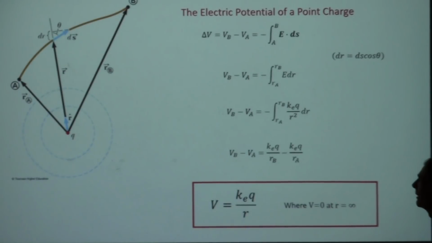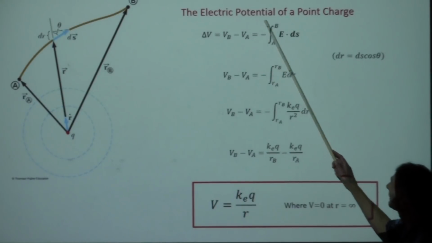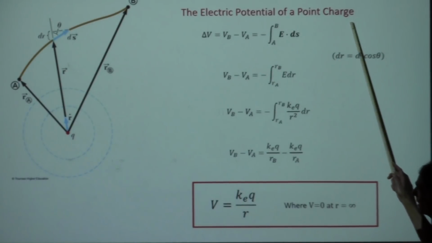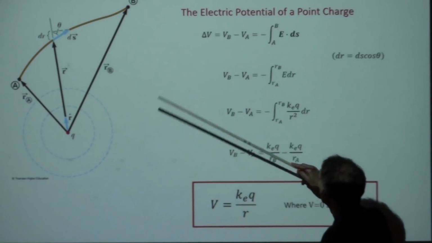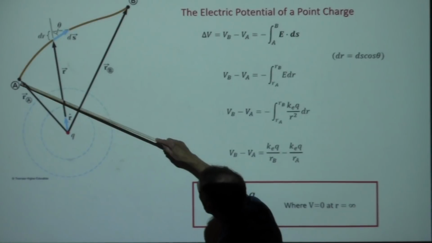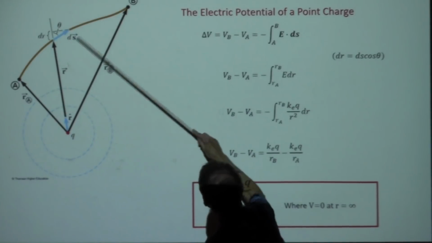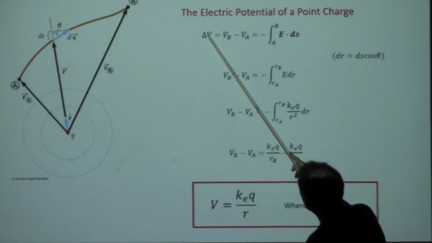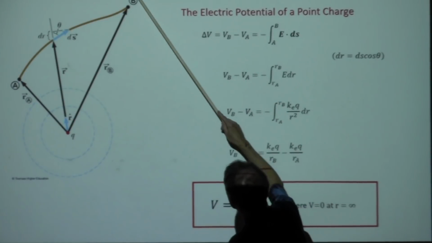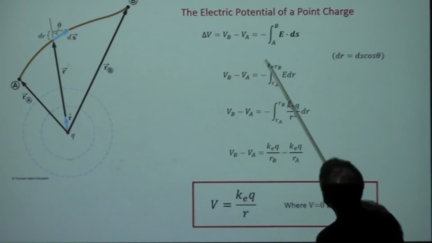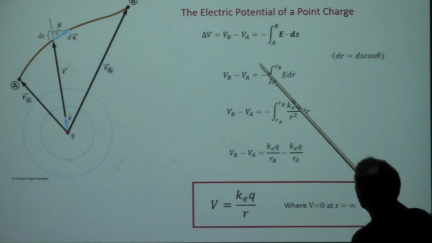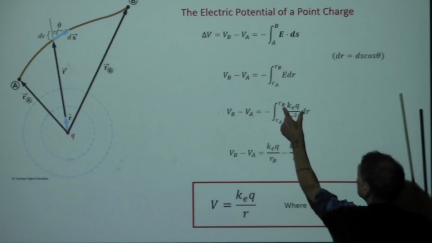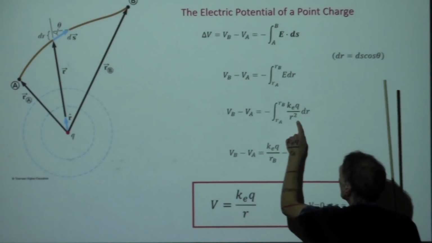Okay, whew. Now, what's really important for a lot of problems is the electric potential for a point charge. If we have some kind of charge here, and we're going to change the potential from some point A out to some point B, the change in the potential would be whatever potential I have out here minus this. And we need to do that as an integral. E, and we know what E is. That's k_e Q over r squared.